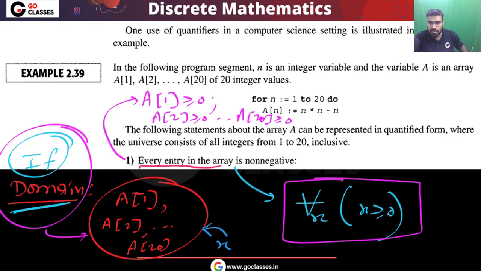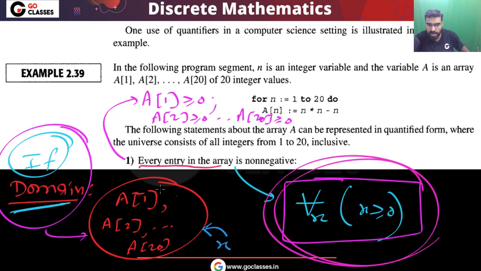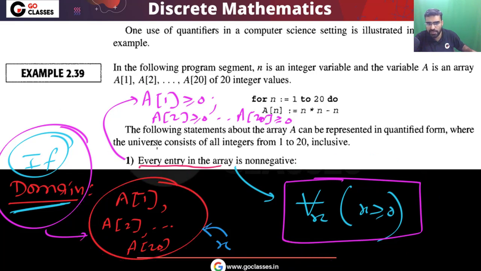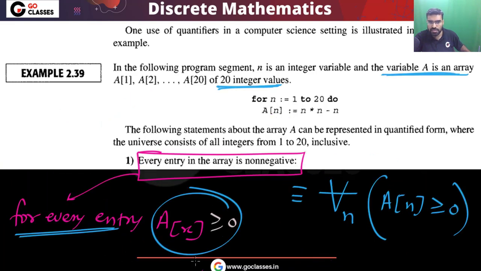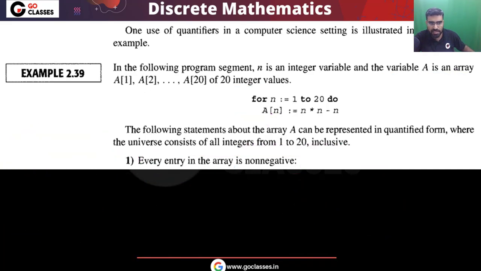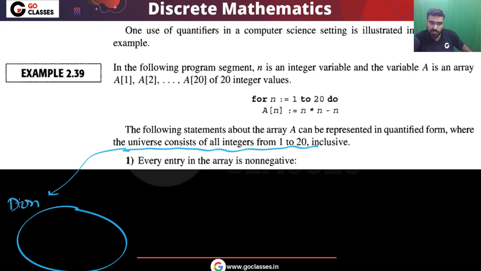But you can notice this is wrong. If this is your answer, then it is wrong. Why? Because this will be the correct answer only if your domain contains array values. But you can notice that our domain has integers from 1 to 20. Please understand that in the question, the domain contains 1 to 20. This is the given domain.